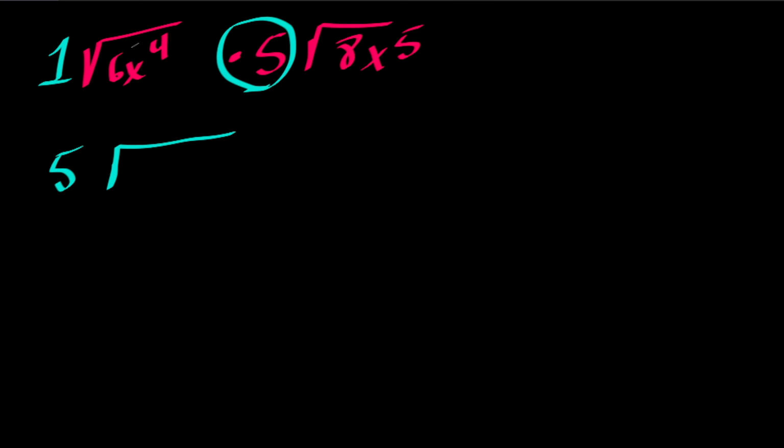So now we're going to multiply what's in the square root and leave it under this square root. So 6 times 8 is 48. Now, when we multiply x to the 4th times x to the 5th, we have to remember our exponent rules. And I've also made a video on this, so if you want to go back and review that, I would. But just briefly, when you multiply exponents, you actually add the exponents. So this is going to give us x to the 9th.